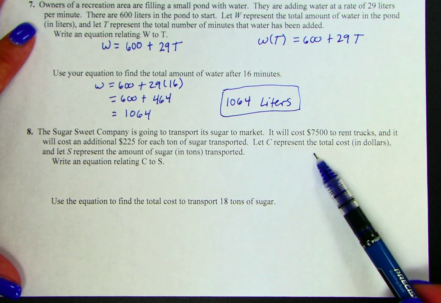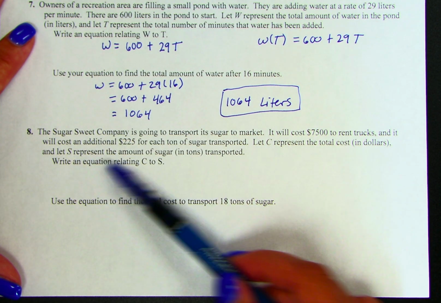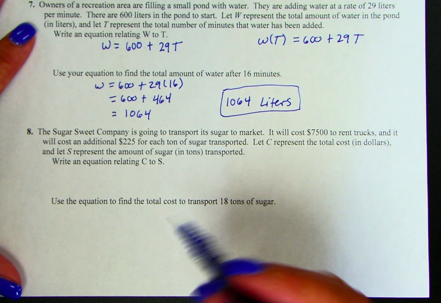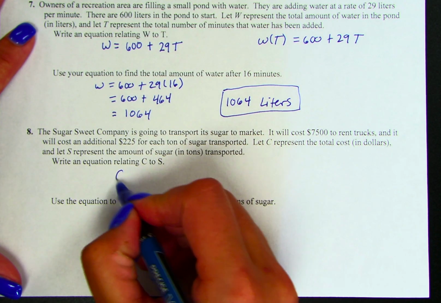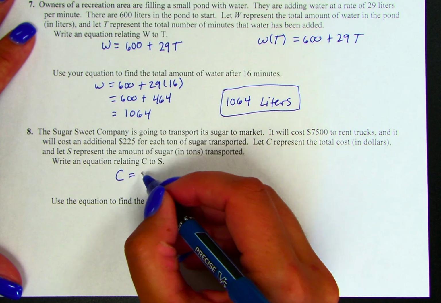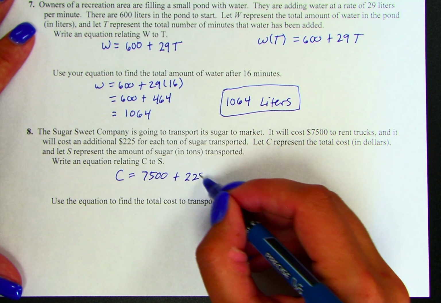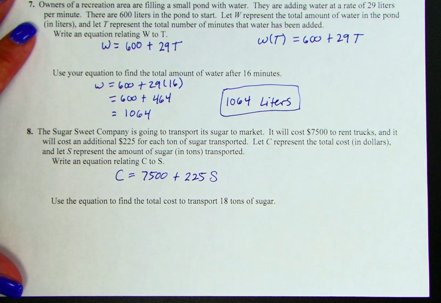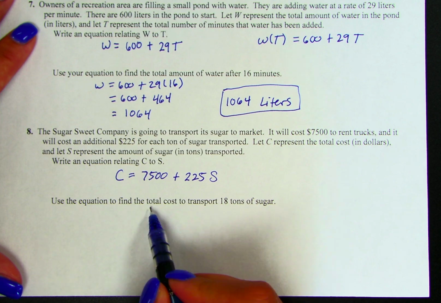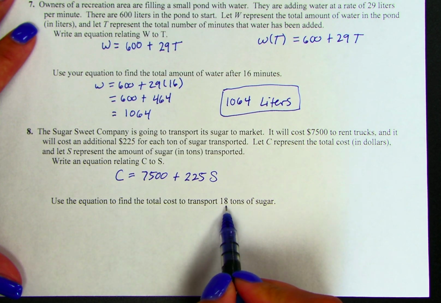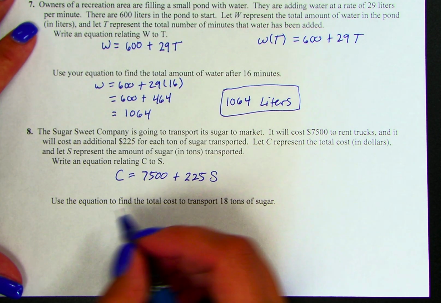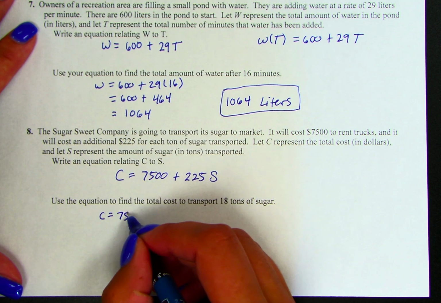C is going to be the cost. S is going to be the amount of sugar we are transporting. So for the equation, it should have been C equals 7,500 plus 225S. Okay. And then to use that equation to find the total cost, we're just substituting the 18 in for the amount of sugar and then simplifying that.